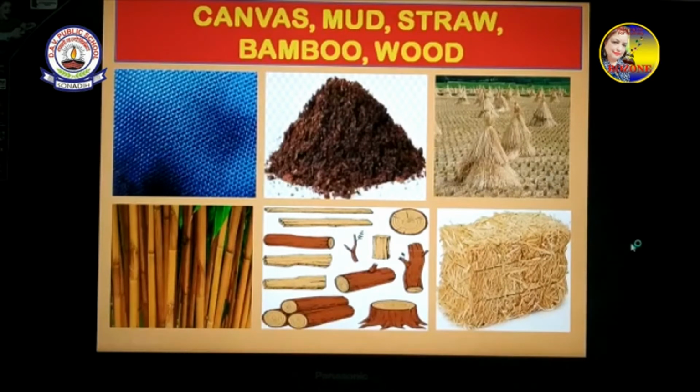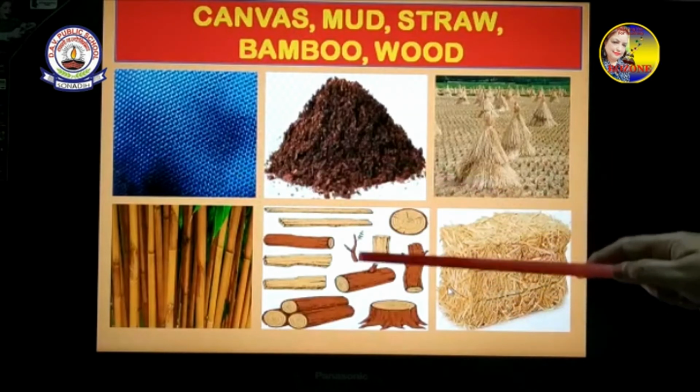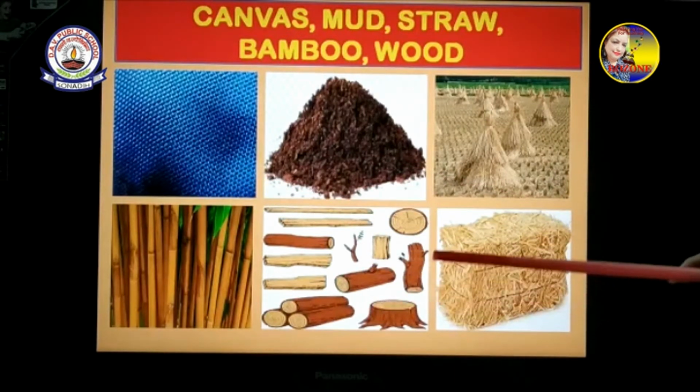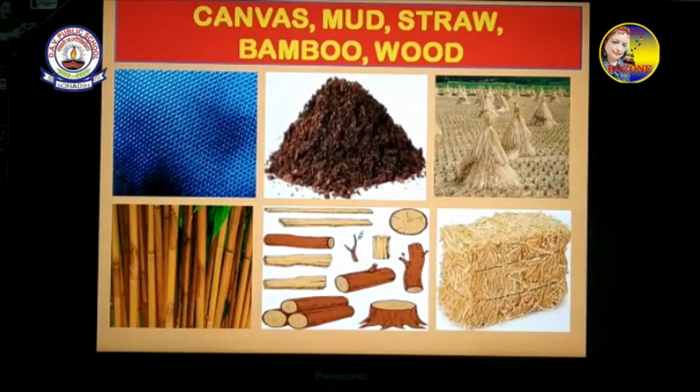You can see this is canvas, then mud, then this is straw. Straw we get from the crops after the crops are cut down, and the remaining part is left over in the field, that is dried and made into these bundles, and people use them to build their huts and all. This canvas is used to make the tents, mud also, mud huts, and log cabins. We use wood for other houses also, and bamboo. So these are the different materials for making different types of houses.